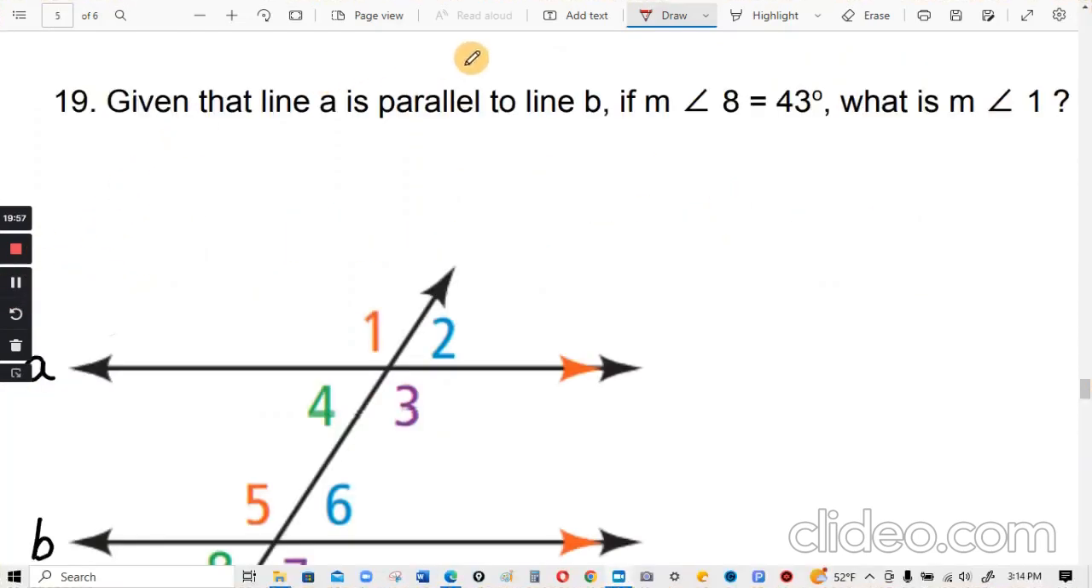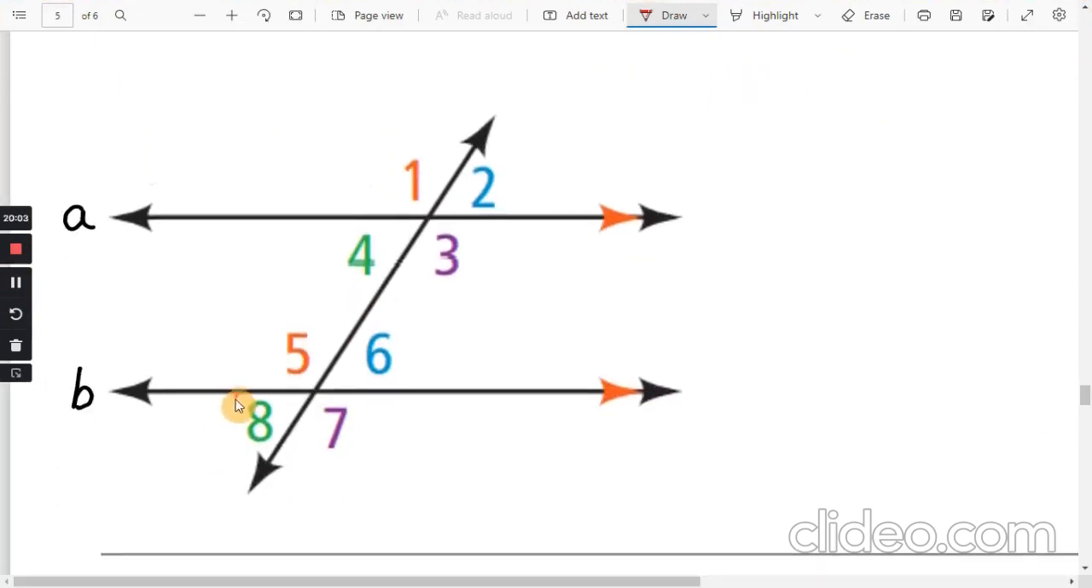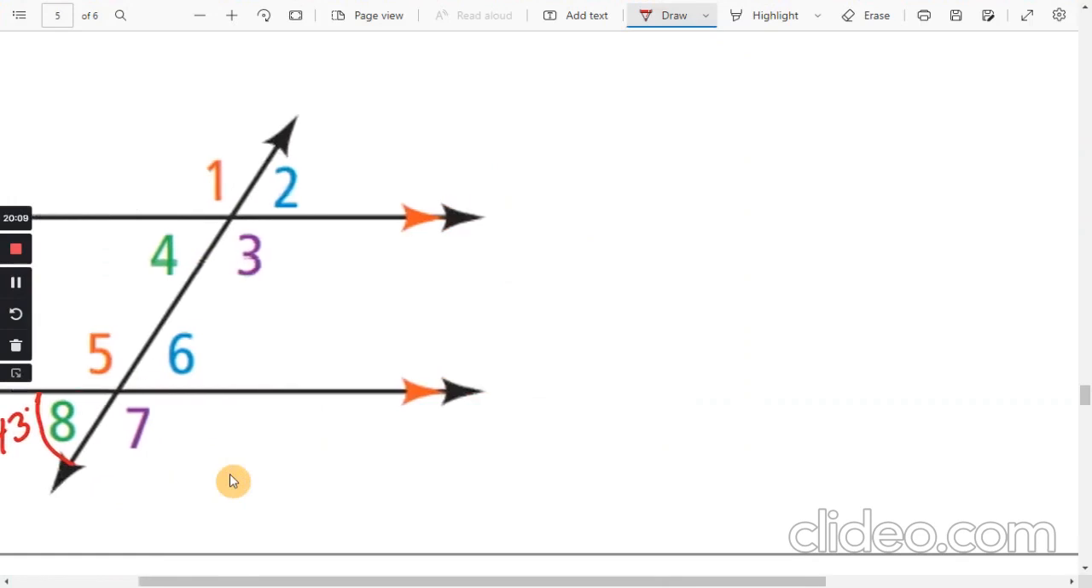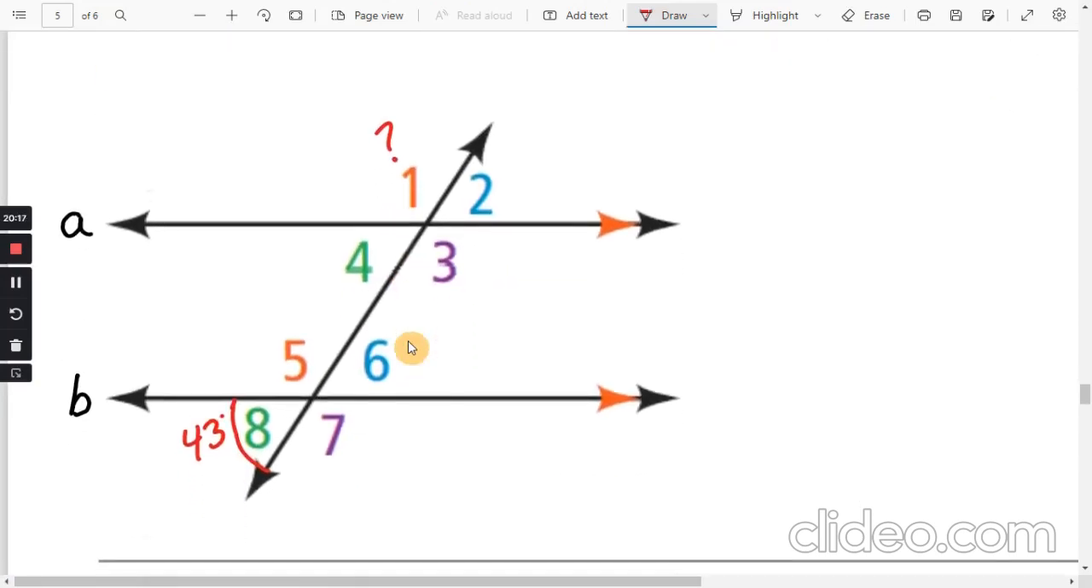All right, line A is parallel to line B. Measure of angle 8 is 43. So this one right here is 43. And we want to find the measure of angle 1. So that's this one right here. Since these lines are parallel, plus it was in the write-up that A is parallel to B, all the angles are either congruent or supplementary. We can see right here, this angle is obtuse and this angle is acute. So they are supplementary. They're going to add to 180.